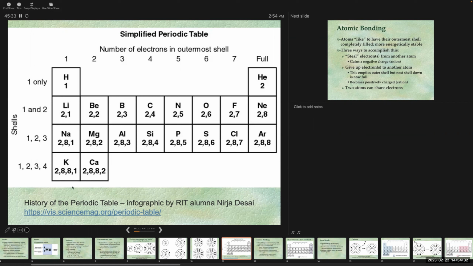I'm not going to jump to this link, and you probably can't click on it in the PDF file, but you may be able to just copy it down if you're really interested. One of our alumni who, until recently, worked for Science Magazine in Washington, created a really nice infographic about the evolution of the periodic table over time.